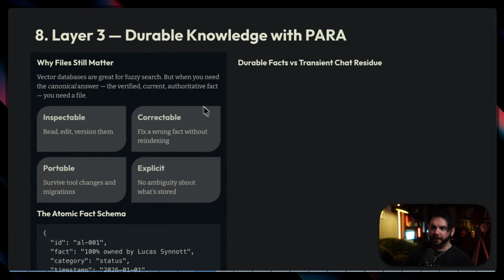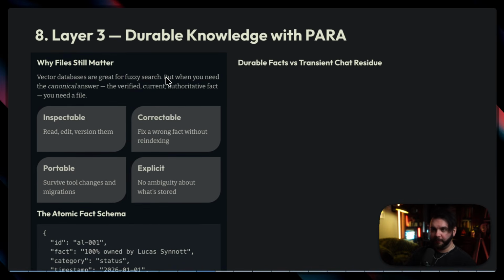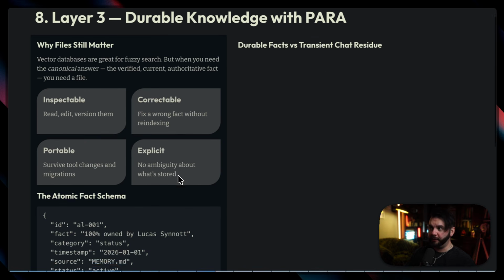So what is Para? This might be something you've heard before already. Para is just a file system setup. Vector databases are great for searching across large amounts of information, but when you need the actual full canonical answers, the verified current authoritative fact, you need a file that stores this as a record. They're inspectable, meaning that anyone can open them, read them, and edit them. They are correctable. You can fix a wrong fact without having to reindex the whole system. They survive tool changes and migrations, and there's no ambiguity about what is stored.